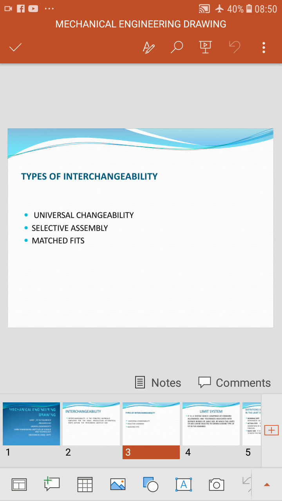The last type is matched fits. This type of interchangeability suits only small assemblies. In this, the exact size of the finished part is accurately measured and then the mating part is made to match with it. As an example, a hole can be made and its exact size measured, then a shaft can be machined to match this hole.